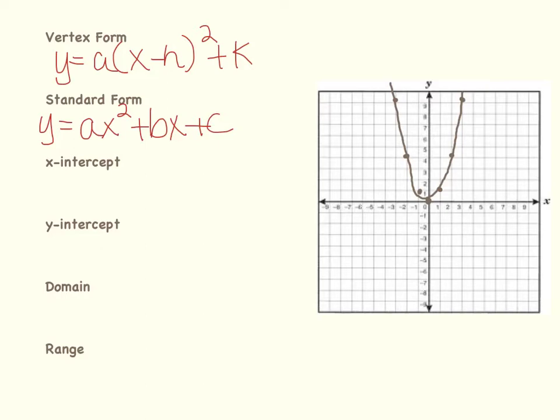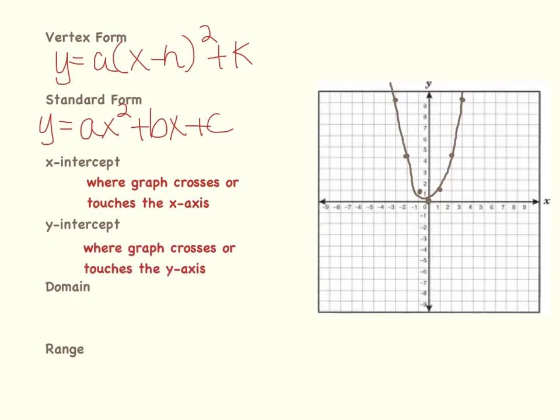The x-intercept is where your graph crosses or touches the x-axis. The y-intercept is where your graph crosses or touches the y-axis. In this graph, our x-intercept is 0 because it is touching the x-axis where x equals 0. And then our y-intercept is also 0. This graph crosses the y-axis where y equals 0.